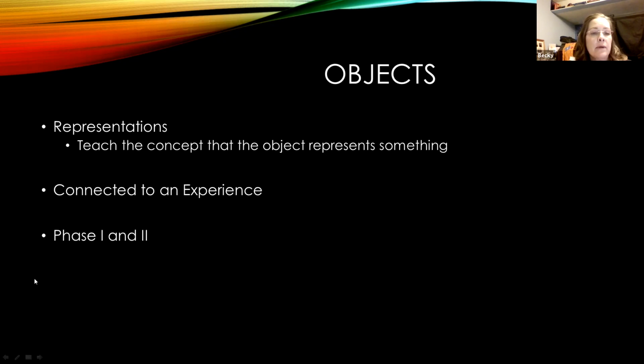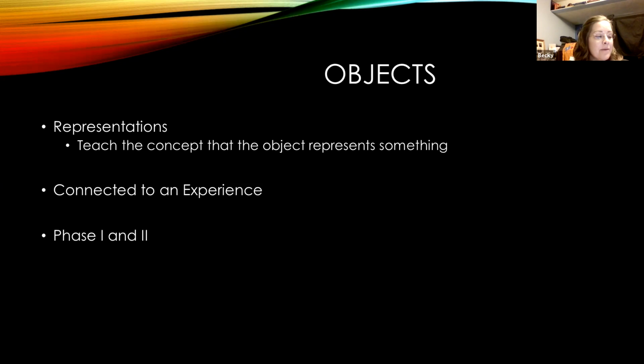So when we think about objects, we want to introduce these objects in a systematic way. We want to present the symbol in isolation, on a simple background, in the student's preferred visual field, and allow extended time for the student to look. We ask the student to look, and we are quiet. We present it, and then we're quiet. The second thing we want to do is place the symbol on the student's tray, and encourage them to touch it, to explore it, and to feel it, to really get to know it.